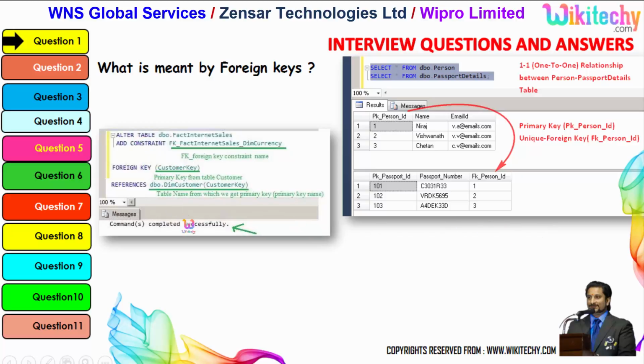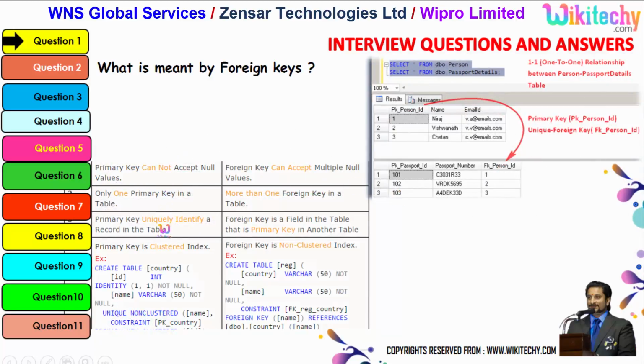So this is how people will write the query for this. I have a fact internet sales table and it has a foreign key, customer key, which is referred to by the dim customer primary key, and the constraint name is this one. So: alter table, the table name, add constraint, the foreign key constraint, foreign key of this column in the table references another table's column. You are able to see another example here. The person ID is referred to here as a foreign key for the passport ID.